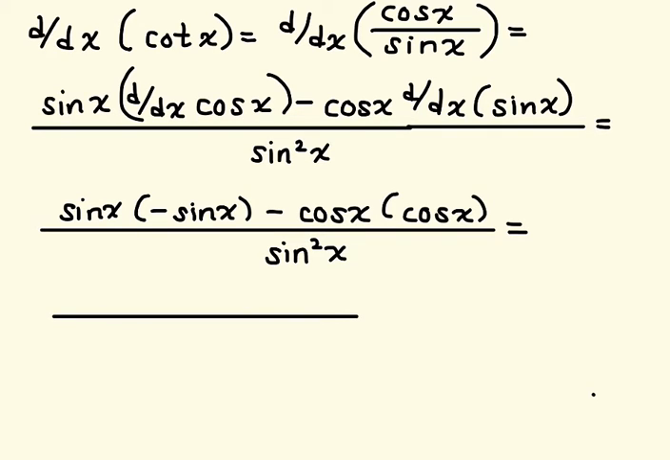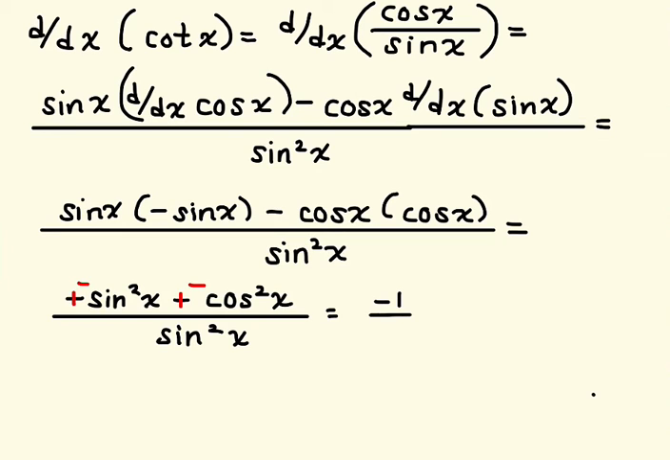Well, in the numerator, sine x times negative sine x is a negative sine squared x, and this next one gives us a negative cosine squared x over the sine squared x, and we can factor out that negative, right? Because this is actually add the opposite, so this is a negative and this is a negative, which means we can factor out the negative and we end up with a negative 1 in the numerator over sine squared x. Lauren, what's 1 over the sine of x equal to?